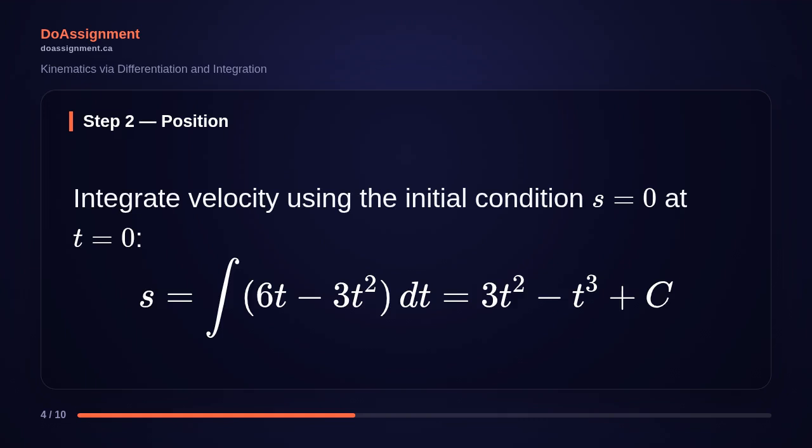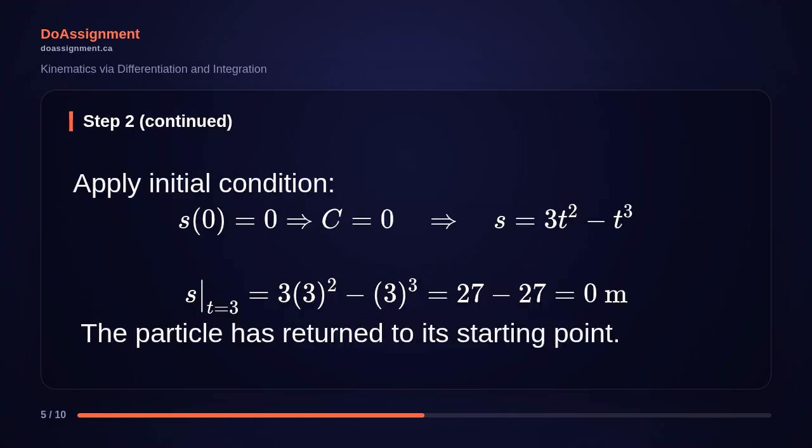To find position, we integrate the velocity function. Integrating gives s equals 3t squared minus t cubed plus a constant c. Applying the initial condition gives c equals 0, so s equals 3t squared minus t cubed. At t equals 3 seconds, s equals 27 minus 27, which equals 0 meters. The particle has returned to its starting point.